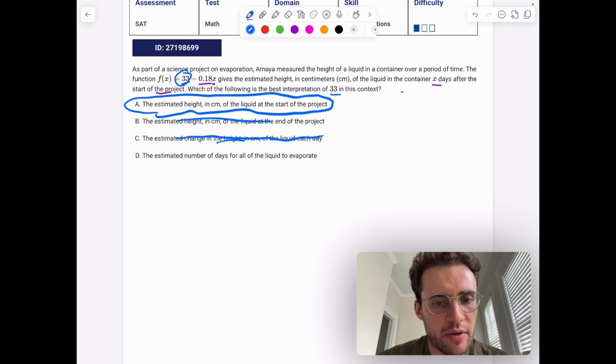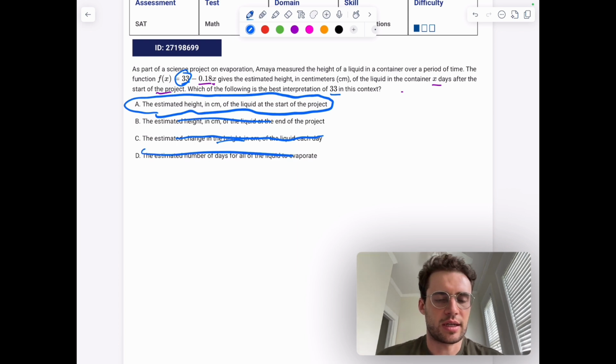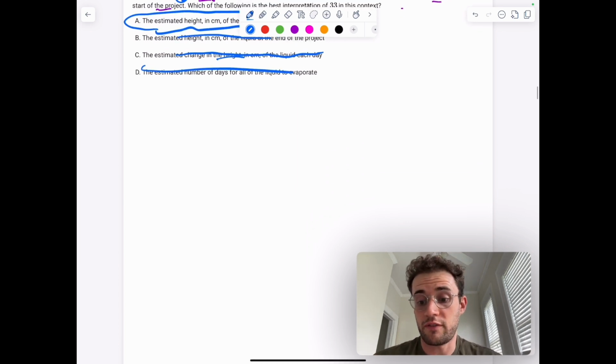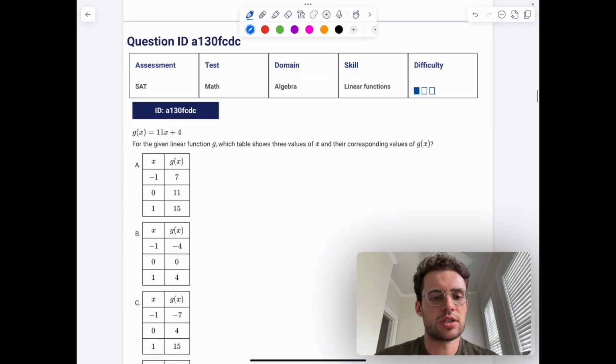And the estimated number of days for all of the liquid to evaporate? That would be when negative 0.18 times x is equal to negative 33. So that doesn't have anything to do. I mean, you could use 33 to find that, but that's not what the 33 is. So that would just be A.